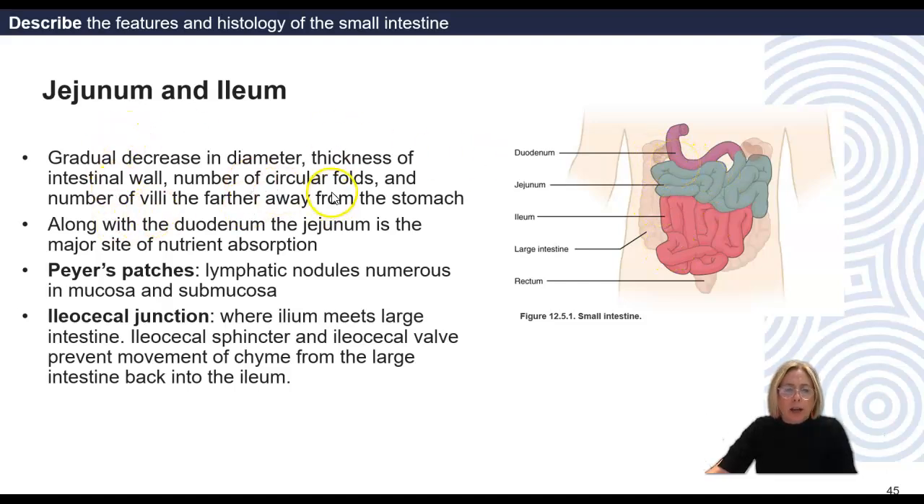The jejunum and the ileum are the more distal parts of the small intestine, and there's a gradual decrease in diameter, thickness of intestinal wall, the number of circular folds, and the number of villi the further you get away from the stomach. These two places, though, are also major sites of nutrient absorption.